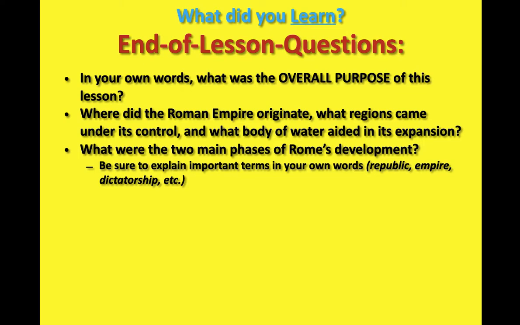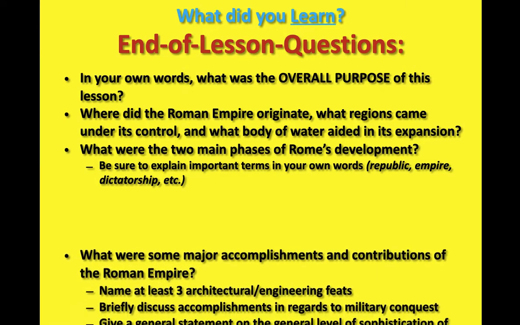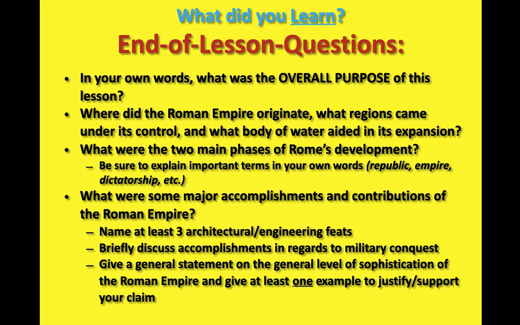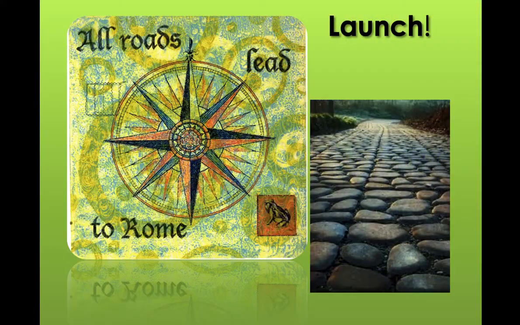What were the two main phases of Rome's development? Be sure to explain important terms in your own words. Okay? I'm going to let you guys figure that out. What were some major accomplishments and contributions of the Roman Empire? Name three architectural engineering feats. Man, you had domes, you had colosseums, you had aqueducts. Briefly discuss accomplishments in regards to military conquest. I'll let you guys figure that out. Give a general statement on the level of sophistication of the Roman Empire and give one example to support your claim. I'll let you guys figure that out too. You get in your groups and talk about it.